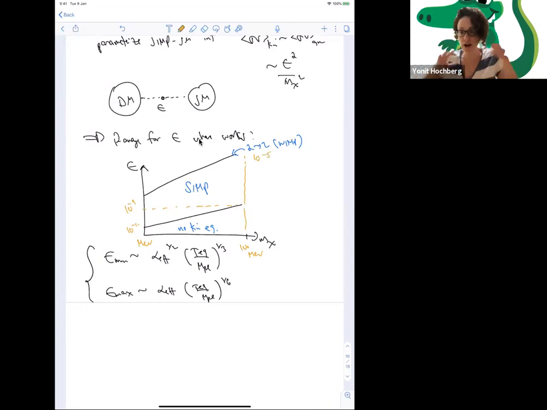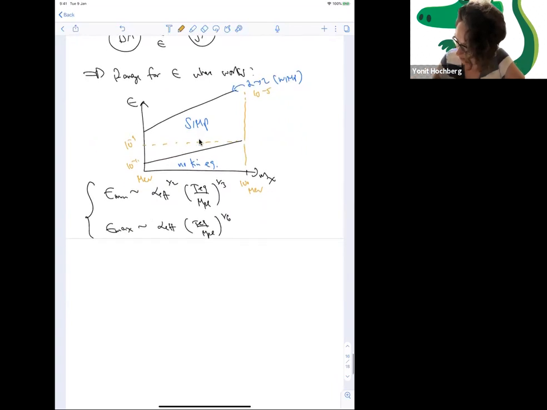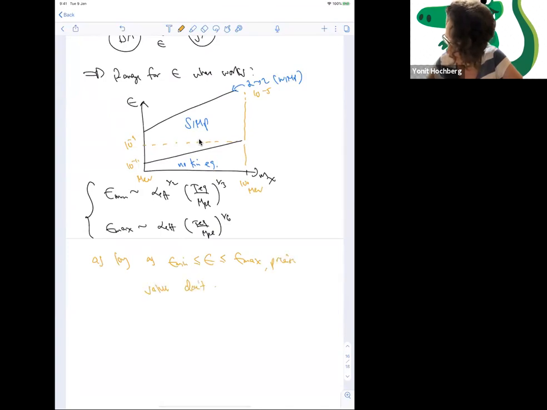So there's a broad range over which the value of epsilon doesn't matter, but as long as it's in that range, everything is working. Okay, so that'll be the last thing I'll say, that as long as epsilon is in between these two curves of epsilon min and epsilon max, its precise value doesn't matter. And what we get are these strongly interacting massive particles.